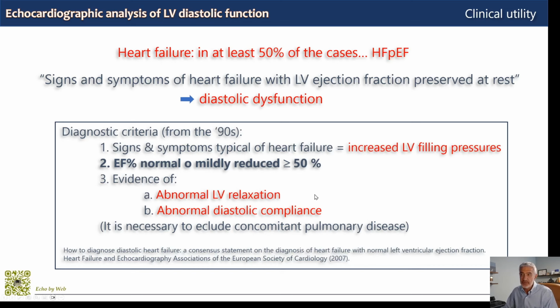HFpEF was previously known as diastolic heart failure because we thought that systolic function was completely normal. But today we know that also systolic dysfunction is involved to a certain degree because today we have the analysis of strain, systolic strain, which studies subclinical systolic dysfunction when ejection fraction is normal. So strain shows that in these conditions usually EF is normal, but strain is abnormal. So longitudinal systolic function is almost always involved.